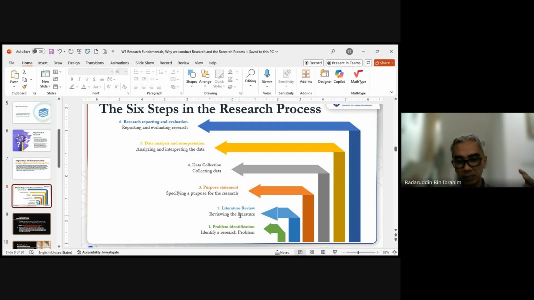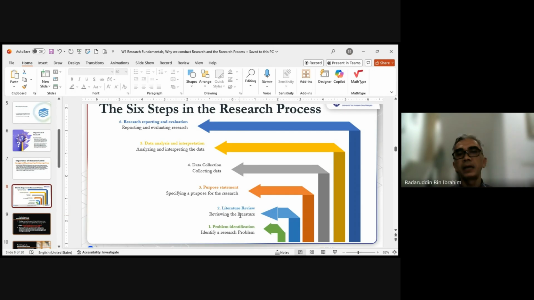So in order to understand that, you need to conduct an intensive literature review. What are the issues behind online learning, for example? After you identify the problems, of course, you need to justify your research. Once you have conducted your literature review, I believe you can find answers for why you conduct this research.